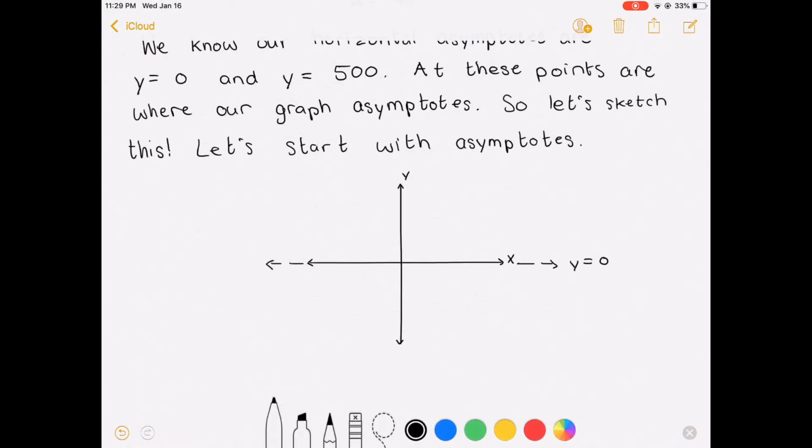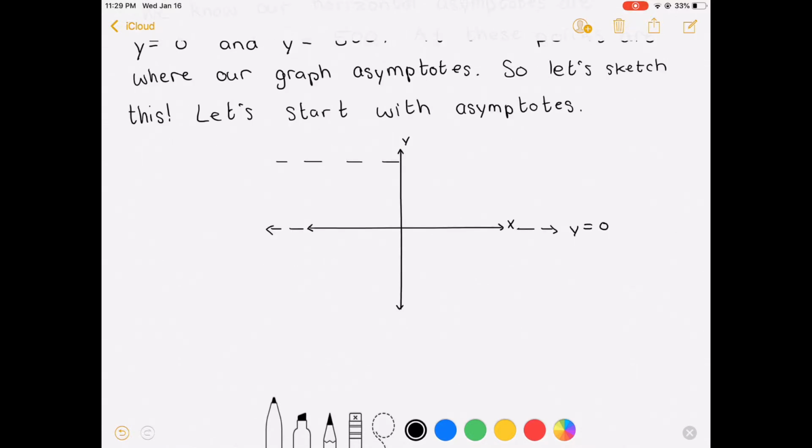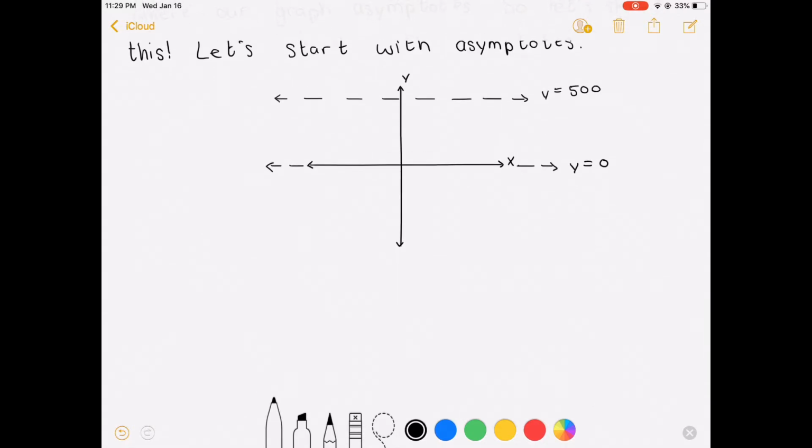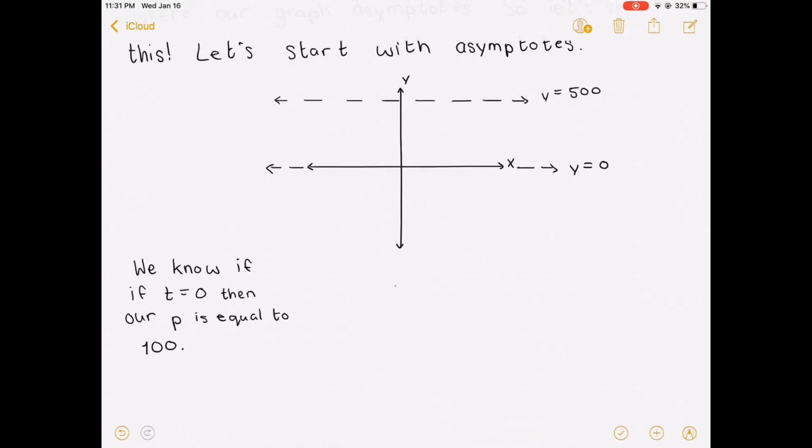So let's sketch this and model our function. Let's start with the asymptotes. As you can see here, I've already drawn out one of the horizontal asymptotes, which is y equals 0. Let us draw the other horizontal asymptote, y equals 500. Remember, this is just a sketch to show the model of our function. It doesn't have to be perfect, after all, it's just a sketch. Now we know if t equals 0, then our p has to be equal to 100. Let us draw out a t-chart just to organize our data and our points. So let's draw out our t-chart with the x and y values. The t will be the x values, the p will be the y values. Let us write out the data that we have, 0 and 100.